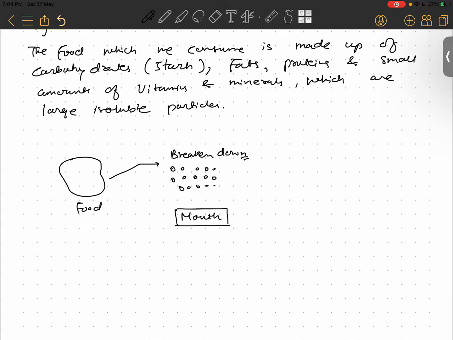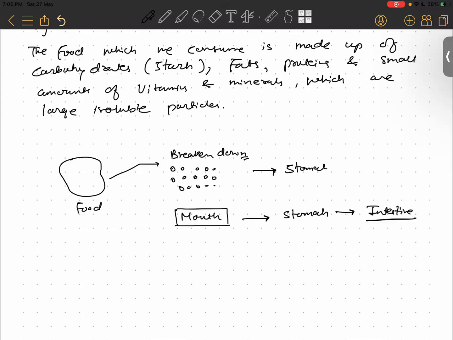The procedure of digestion, which we will discuss in detail in the human body, starts from the mouth, where the bigger chunks of food are ground. Saliva released by the salivary gland mixes with it, and it gets broken down into smaller pieces. Then it passes through our food pipe to the stomach, and after the stomach it goes to our intestine.